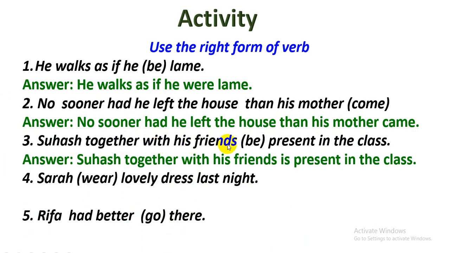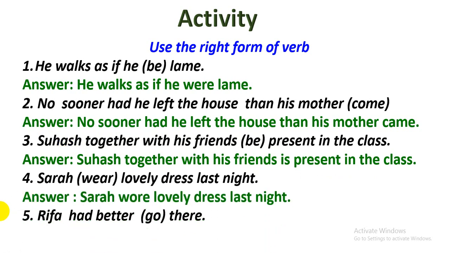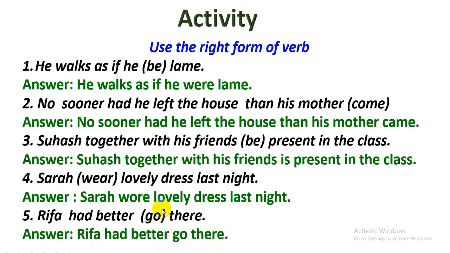Suhas together with his friends be present in the class. Suhas together with his friends is present in the class. Suhas and his friends, two subjects are joined by together with, so the verb must agree with the first subject Suhas. Fourth one, Sarah wore lovely dress last night. We have seen here last night, so we will write the sentence in past indefinite. Rifa had better go there. The answer is Rifa had better go there.